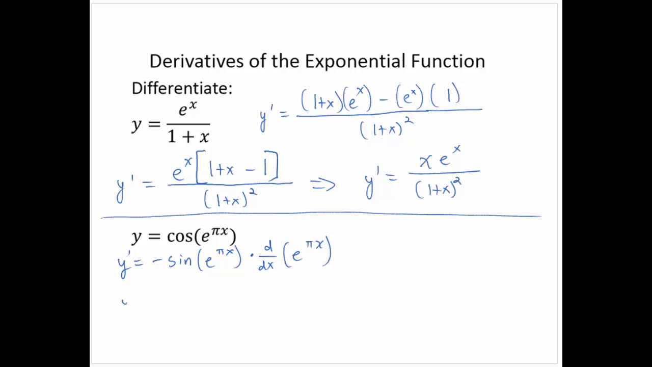So now the chain. Y prime would be negative sine of e to the pi x. Now the derivative of e to the pi x, that would be e to the pi x times the derivative of pi x. So again, the chain. Now the derivative with respect to x of pi x would just be pi. So I'm going to write this as y prime would equal negative pi sine of e to the pi x times e to the pi x. So there we had to use the chain rule a couple of different times.